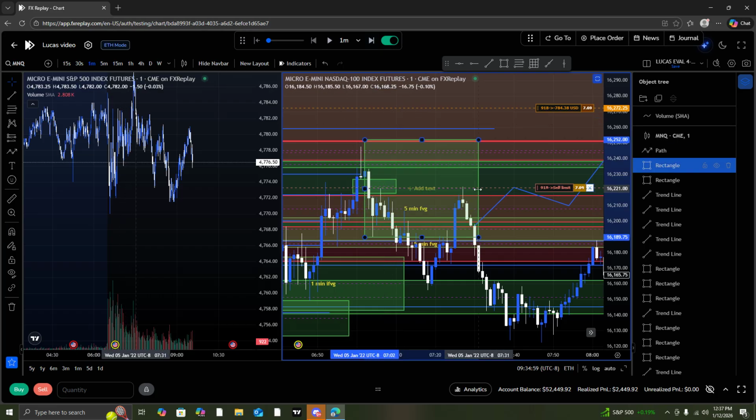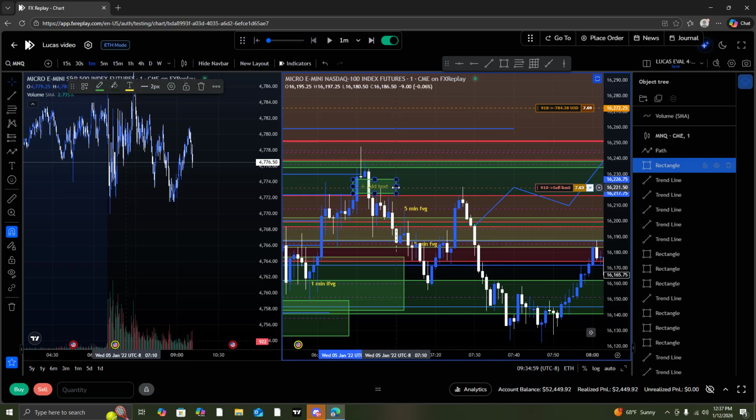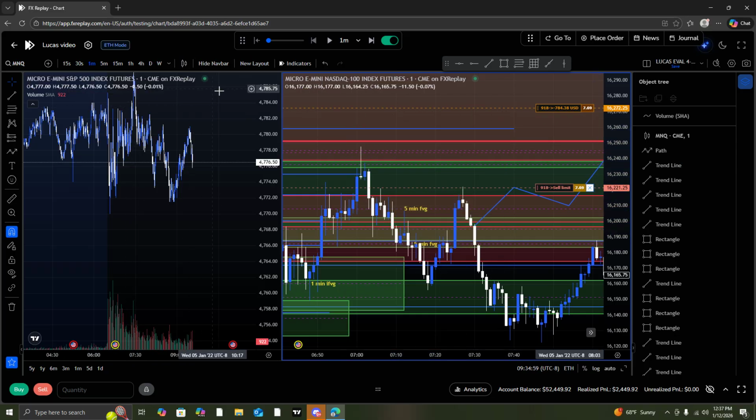And then I don't know why it does that. I hate when you hold shift to make your line straight, right? If you hold shift here, it just expands. I hate that. Anyways, so I saw a BISI here, and then we reswept liquidity.